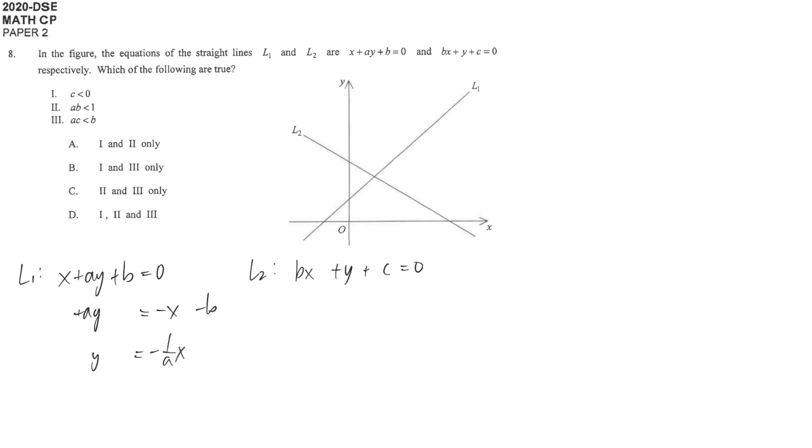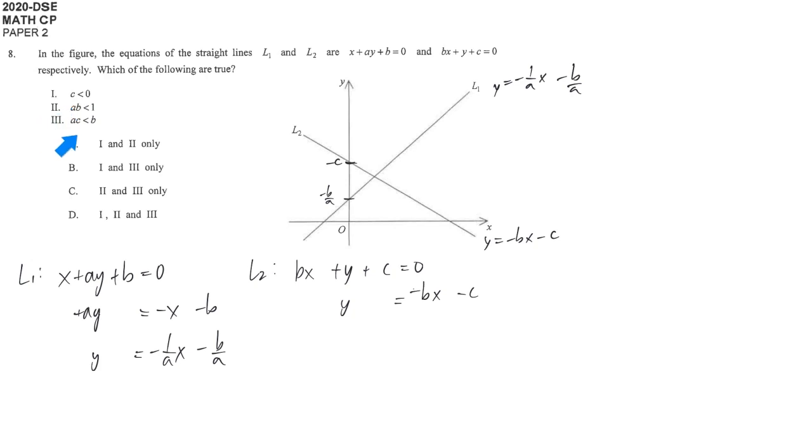Negative 1 over a times x, and then minus b over a. So we realize that the slope of L1 is negative 1 over a, while the y-intercept is negative b over a. After that, we focus on line 2, so negative bx minus c. We find that the y-intercept is negative c here and the slope is negative b.